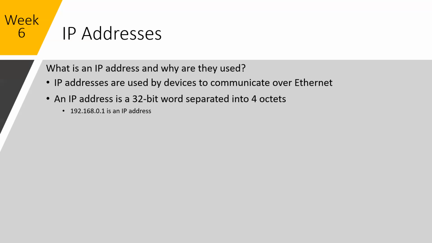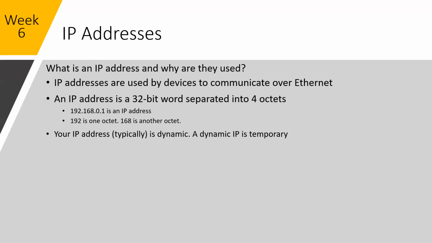192.168.0.1. This is typically what a lot of your commercially available home routers come set to by default. You've probably seen this one when you need to connect your home router and then log into that IP address so that you can set up your Wi-Fi. 192 is the first octet, 168 is the second, 0.1 are the last 2 octets.